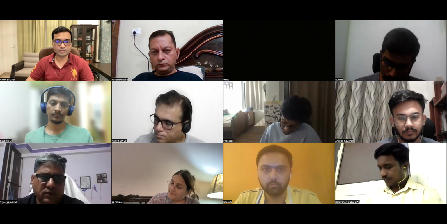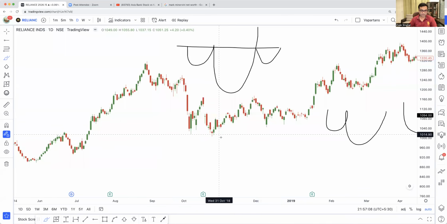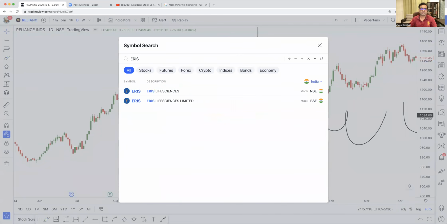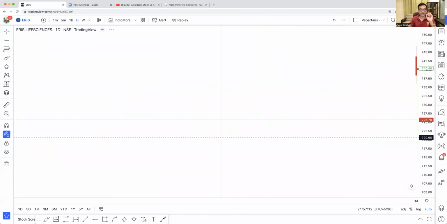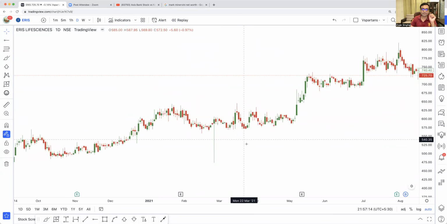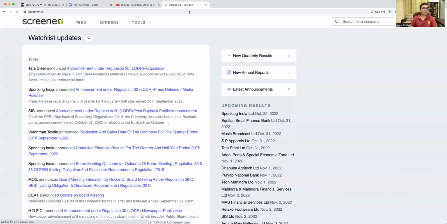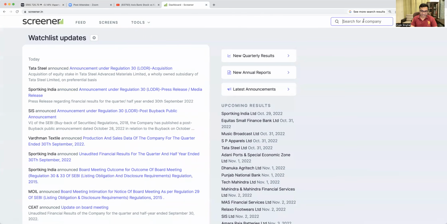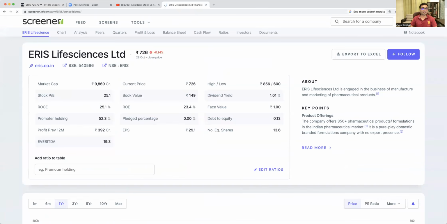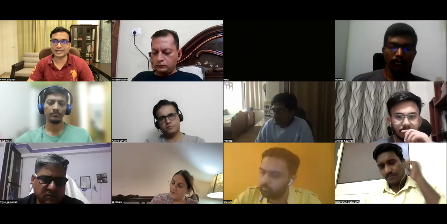Right? So for example, Eris Life Science is one of the finest pharma companies, and not a big company, but not a smaller one as well. So if we see the market capitalization of Eris Life Science, this is 10,000 crore almost. And this is meeting all our conditions, and this is part of V40 Next. Right?